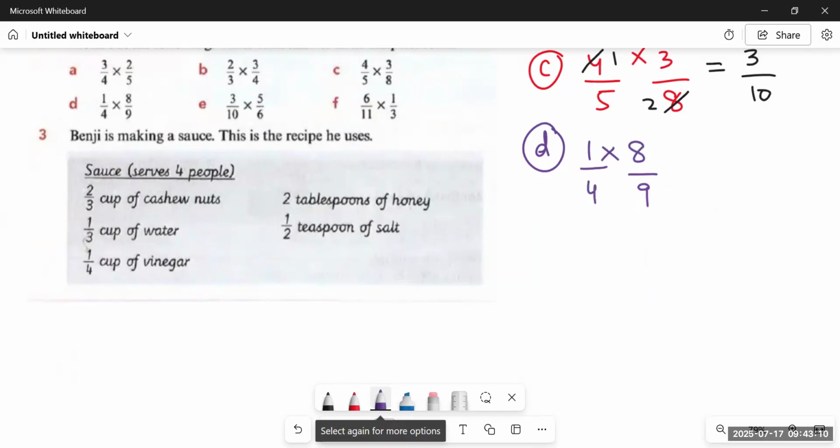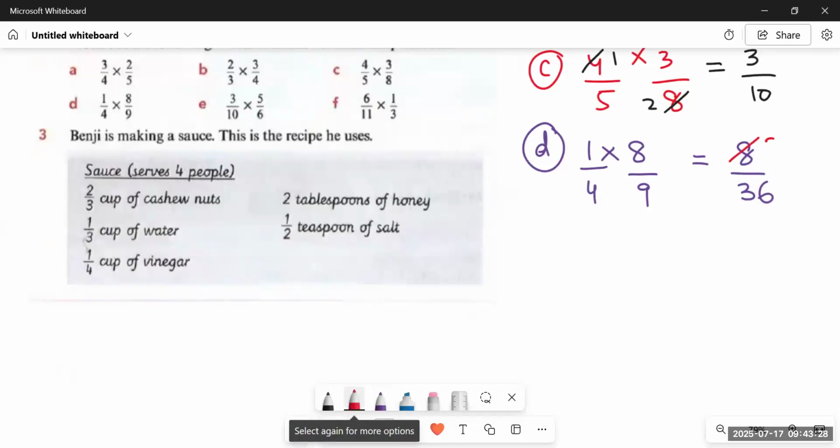But I preferably choose method number 1. Why? I'll tell you later. So here it is, 1 multiplied by 8 is 8. 4 nines are 36. Now we have to find a common factor of 8 and 36, which is 4.